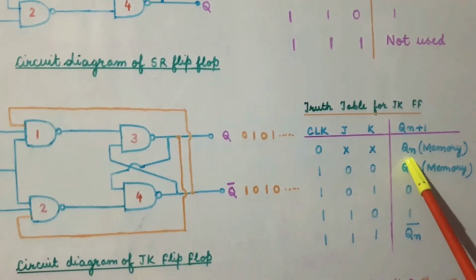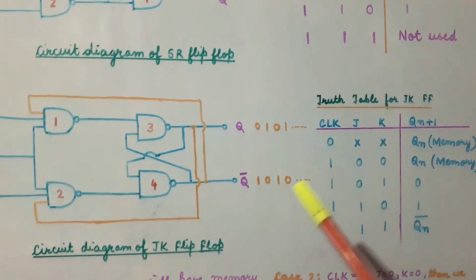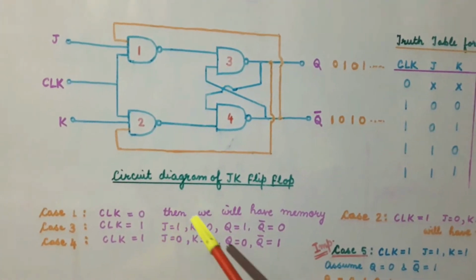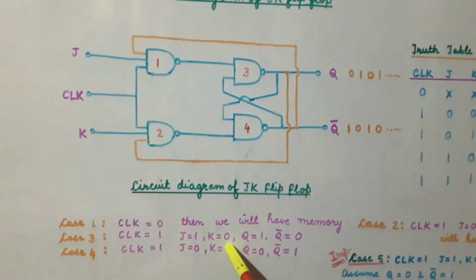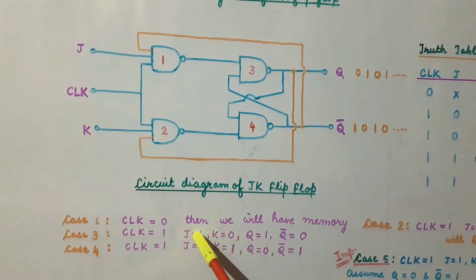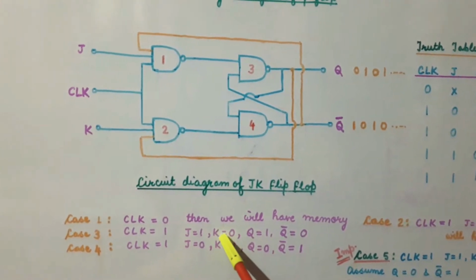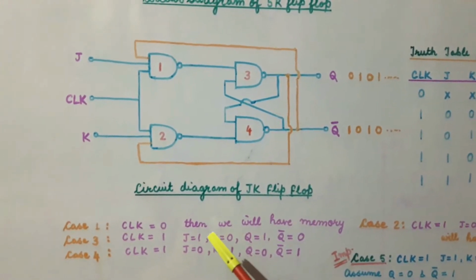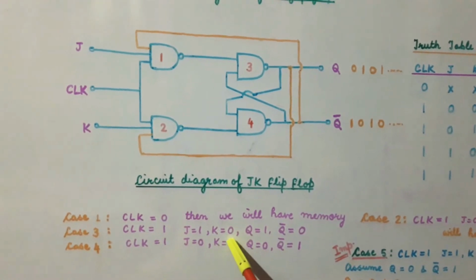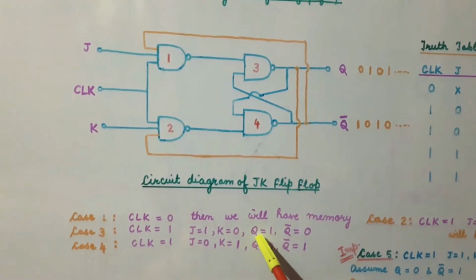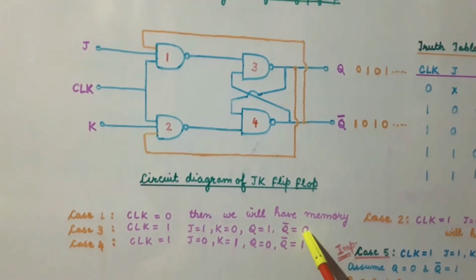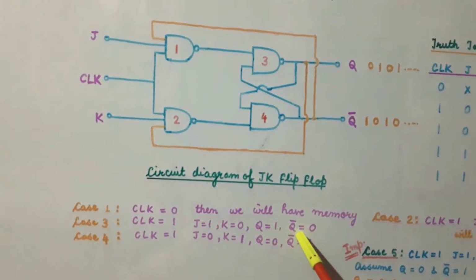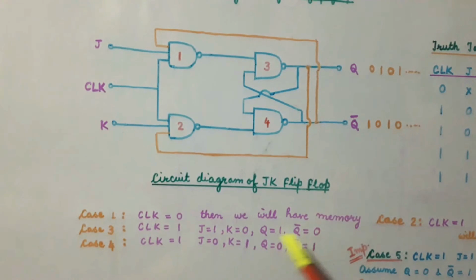Now let us consider the next case, that is when the clock is high and the value of J is 1 and K is 0. J is 1 and K is 0, that means that S is 1 and R is 0. So it is similar to the SR flip-flop, and we know from the truth table of the SR flip-flop that when S is 1 and R is 0, then the output Q is 1 and Q bar is 0. So in this case also we will get the output Q as 1 and Q complement as 0 when the clock is high.